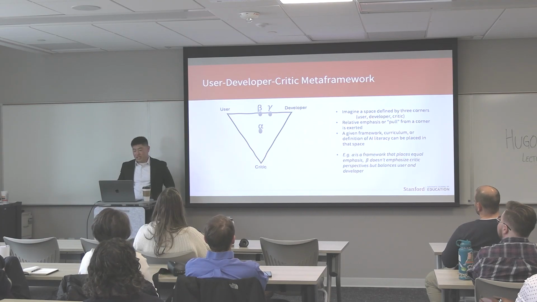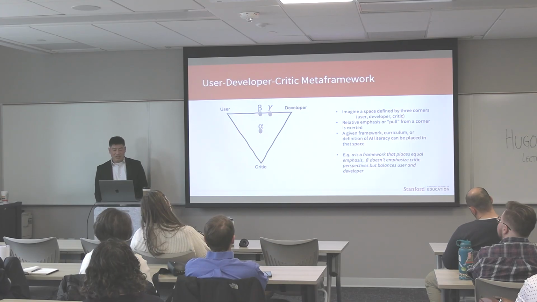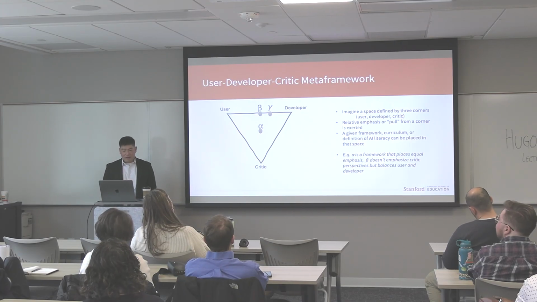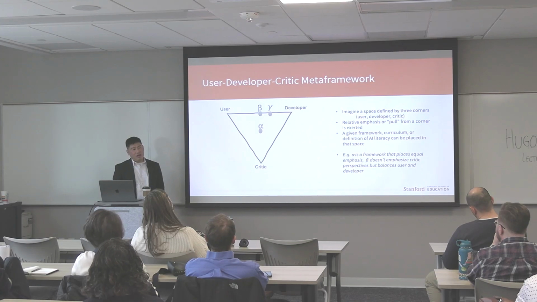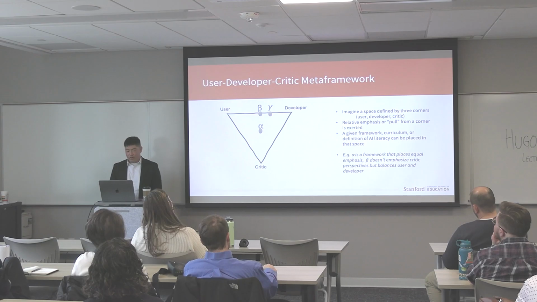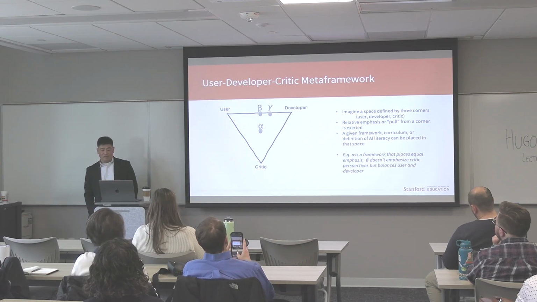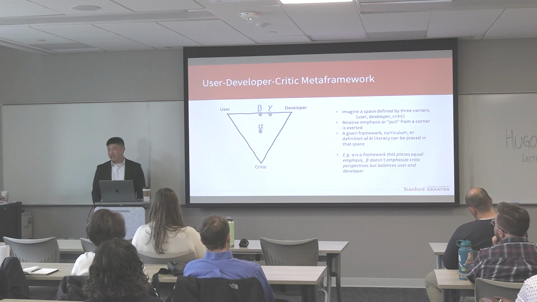And so what we proposed in this is what we call the UDC meta framework, where if we think of this as a space with 3 corners on it, then of the perspectives being emphasized, user or developer or critic, then what we can say is that a framework has different degrees of relative emphasis, such that you might have one that balances user and developer and critic perspectives exactly equally. You might have one that doesn't touch critic topics at all, but is really focused on user and developer. That's where there's a beta that happens to sit in there.